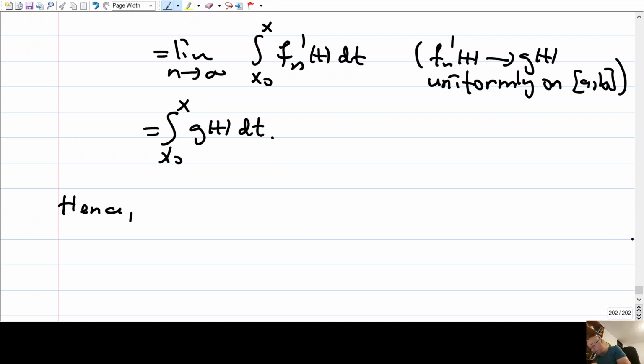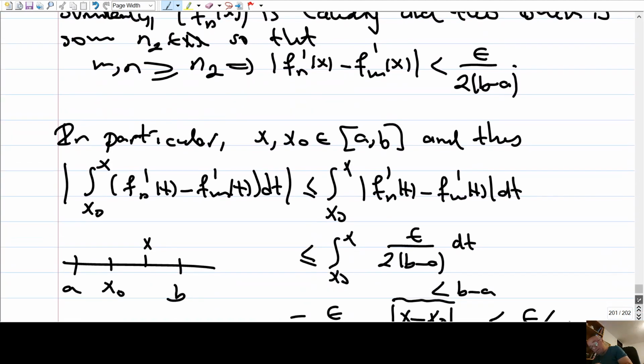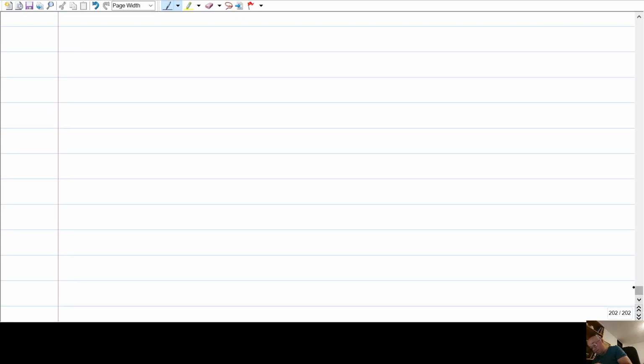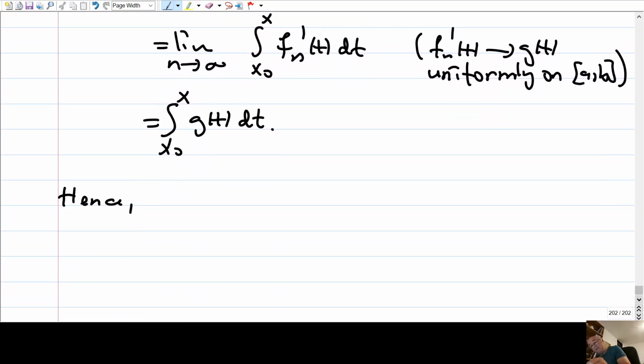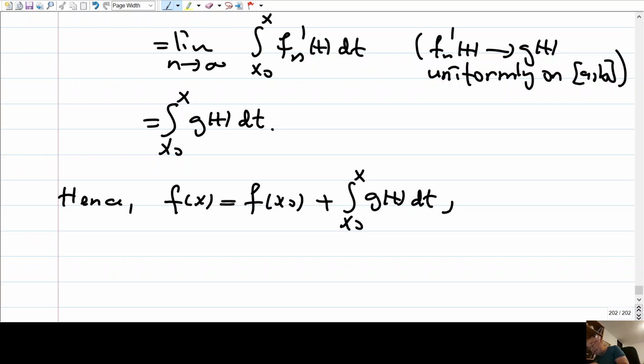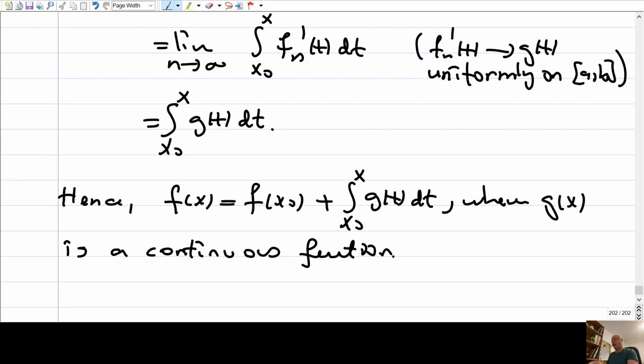Hence we have what? f(x) is equal to f(x0) plus the integral from x0 to x of g(t) dt, where g(t) is a continuous function. Why is that? Because it is the limit of f_n primes, and f_n primes are continuous. Therefore, the limiting function is continuous. But again, by the fundamental theorem of calculus, this function is differentiable, and the derivative is just g(x).